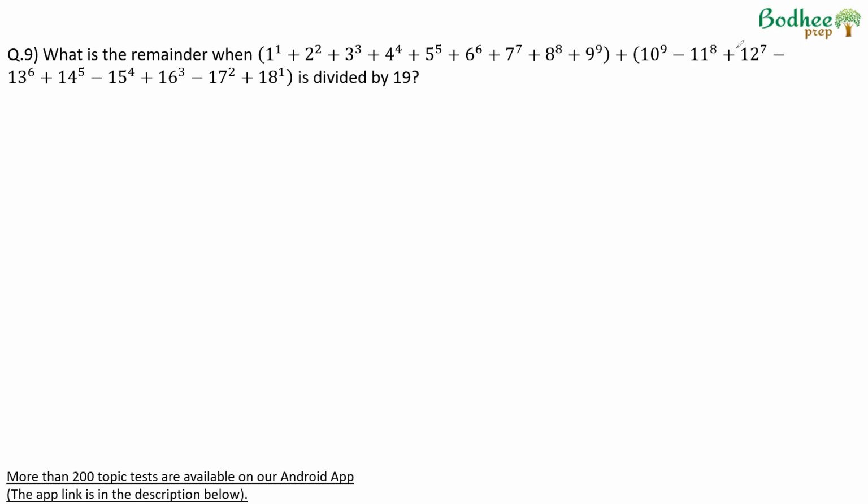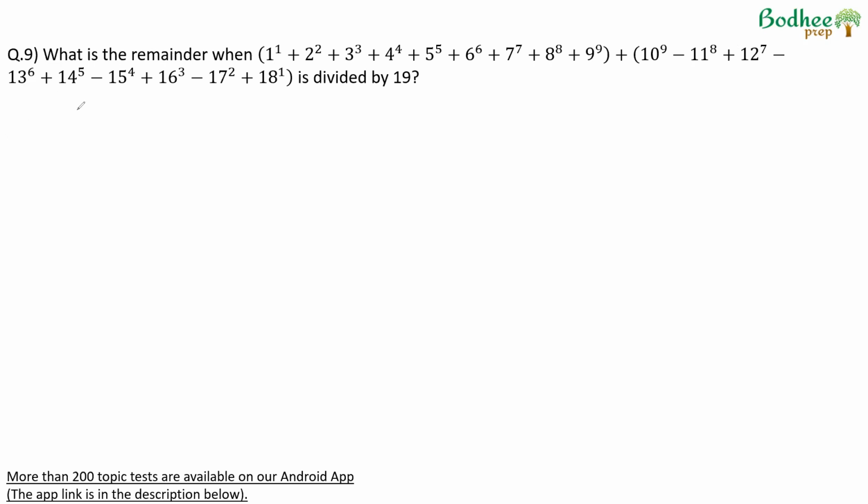What is the remainder when 1 raised to power 1, plus 2 raised to power 2, plus 3 raised to power 3, plus 4 raised to power 4, up till 9 raised to power 9, plus 10 raised to power 9, minus 11 raised to power 8, plus 12 raised to power 7, minus 13 raised to power 6, and so on till 18 raised to power 1 is divided by 19. So what we can do is club numbers with the same powers.